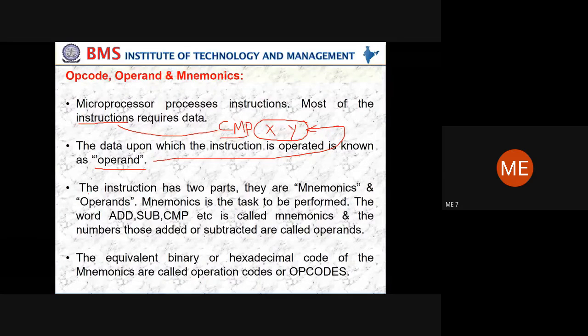Now the instruction has two parts. They are mnemonics and operand. So the whole thing is an instruction. The instruction has two parts, mnemonics and operand.